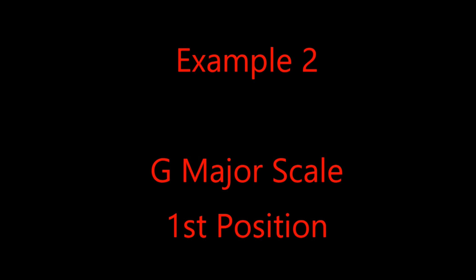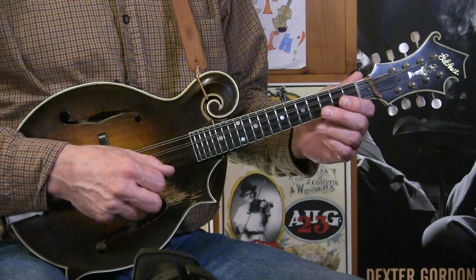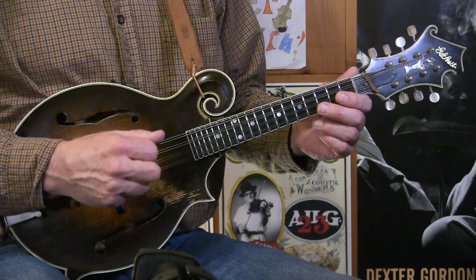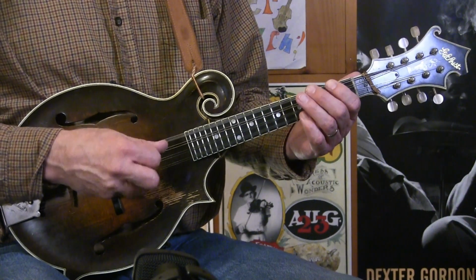I want you to learn the G major scale from as low as you can play in first position, the G note on the G string, the open G string, to the highest note you can play in first position, which is the 7th fret on the E string, or the note B. I play this in example 2. One, 2, 3, 4.